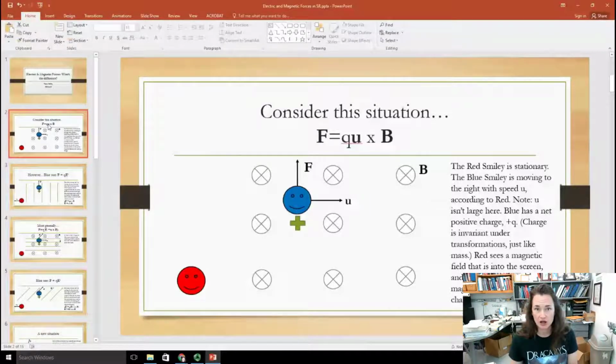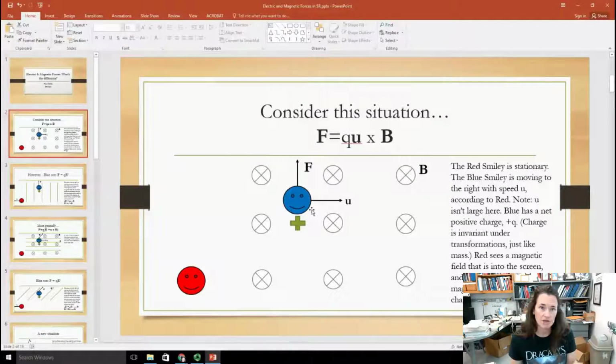Now the Lorentz force law states that F is equal to Q u cross B in this situation. So this is a vector cross product between the charge times the velocity and then cross product with the magnetic field. That would result in an upward force on our blue positive charge here, okay, if you apply your right-hand rule. So we're going to remember throughout this lecture that charge, like mass, is invariant under transformations. So what happens is red sees a magnetic field that's into the screen and concludes that that magnetic field causes a magnetic force on blue, the moving charge.